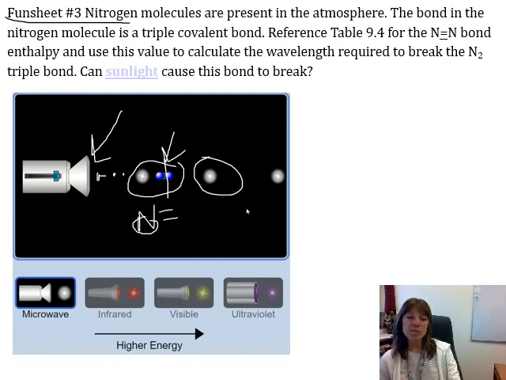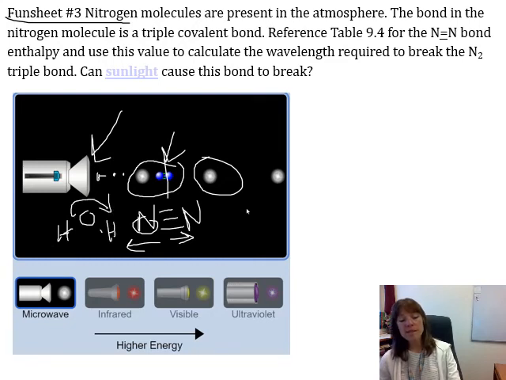This is nitrogen, say this is a triple bond. It can make the molecule vibrate back and forth. And then, depending, it can make it spin. Microwaves make water molecules spin on an axis. So there are all different effects of light on molecules. But what I'm asking you in this question is to go look at table 9.4. Table 9.4 is a couple chapters ahead, but what it gives is what's called a bond enthalpy.